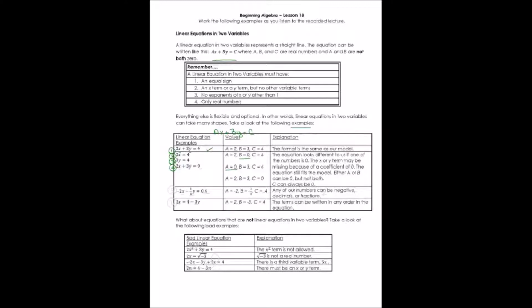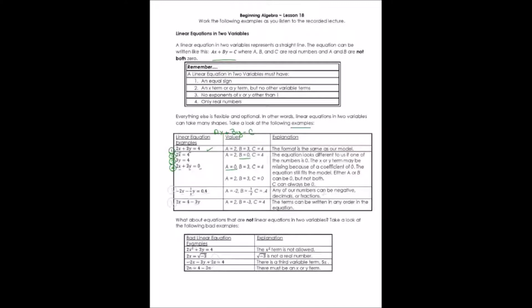For 2x plus 3y equals 0, you're going to consider that the coefficient of the x term is 2. In other words, a is equal to 2. The coefficient of y is 3, and c is equal to 0. Those are the situations you can find yourself in when one of the terms, a, b, or c, is 0, but it's still a valid linear equation in two variables.